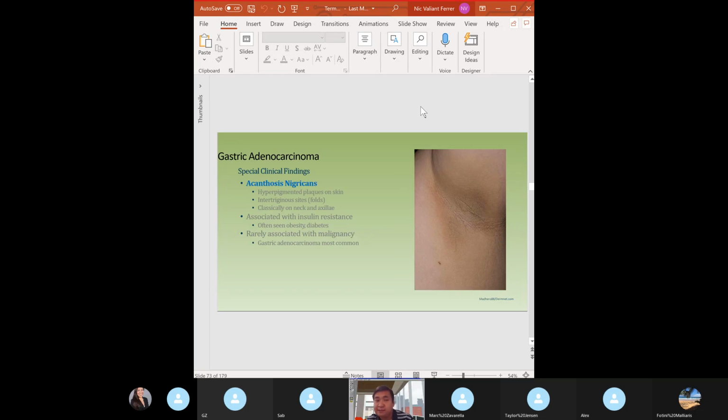What are the other special findings for gastric adenocarcinoma? Acanthosis nigricans, hyperpigmented plaques of skin. What layer of the skin do you think is thickened in acanthosis nigricans? The epidermis? Okay. Or is it the dermis and it just appears so? What are the layers? I'm talking about the layers. You can search online. I mean, this is not like memory, right? What part do you think?